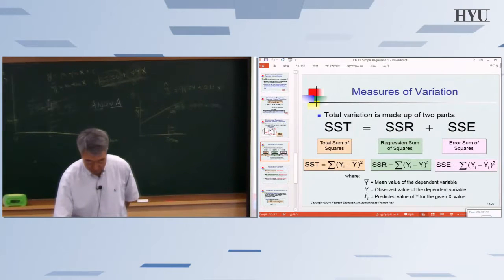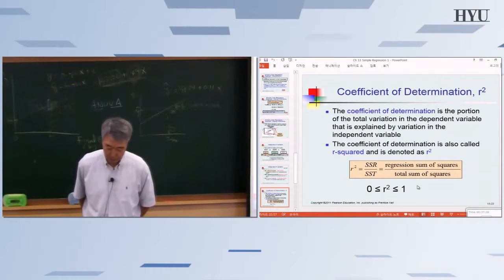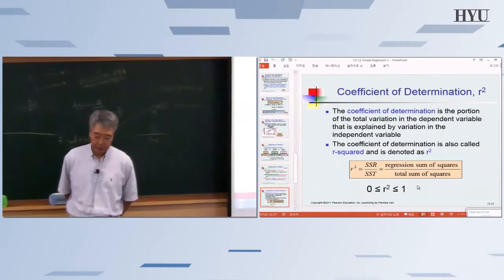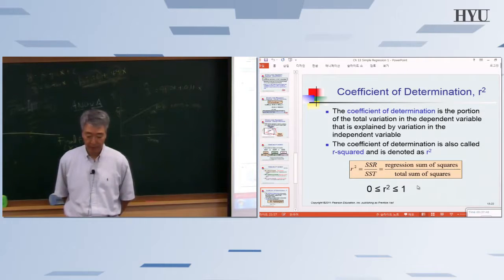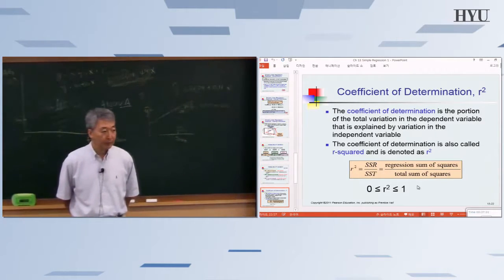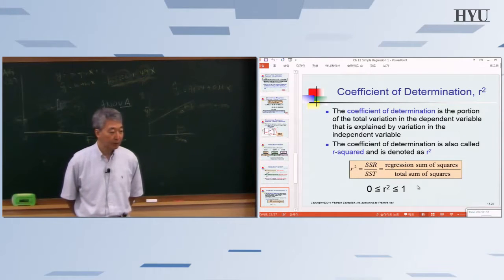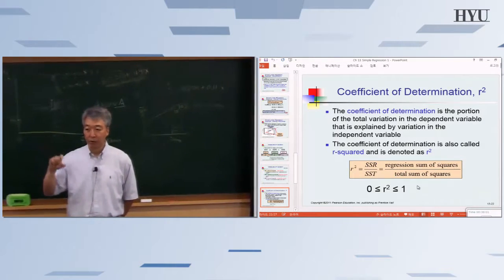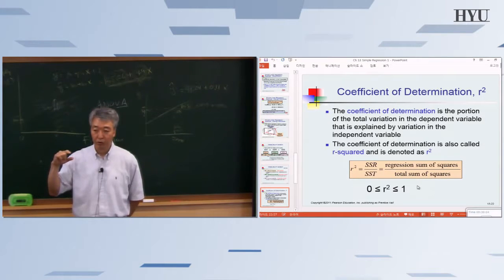All right, going back to this slide. Coefficient of determination is the portion of the total variation in the dependent variable that is explained by variation in the independent variable. Make sure you understand and remember this concept. R square gives us the percentage of the total variation in the dependent variable, which is explained by the independent variable.